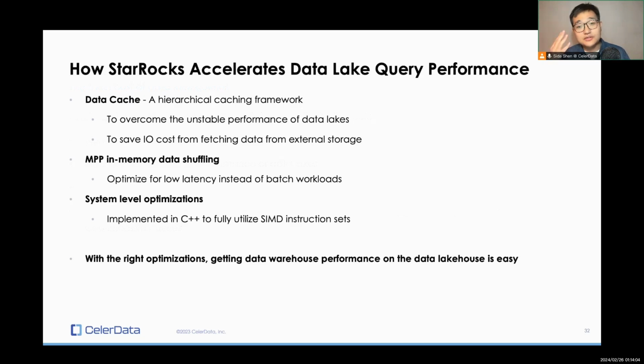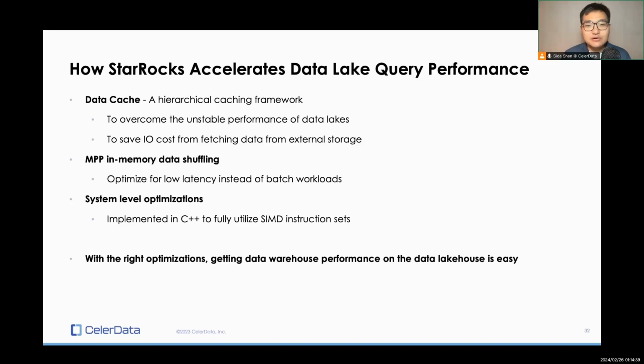So first, StarRocks has a data cache framework, right? It's a hierarchical caching framework that's based on both memory and disk, right? So it does two things. First, it overcomes the unstable performance of data lakes, right? And then it tries its best to save I/O costs from fetching the data from external storage, right? Because if there's a cache hit, StarRocks doesn't really need to talk to the external storage, and saves the network I/O.